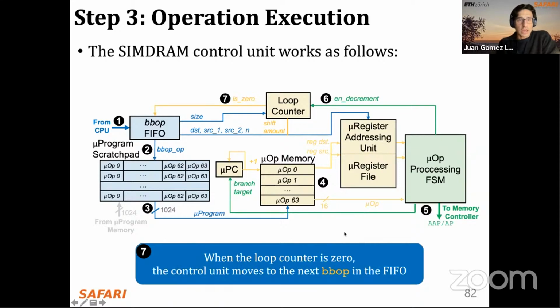And finally, in step 7, the last step, the loop counter is equal to 0, which means that we are done. We have finished the execution of the BBOP, and then we notify the BBOP FIFO and dequeue from this FIFO the next BBOP for its execution.